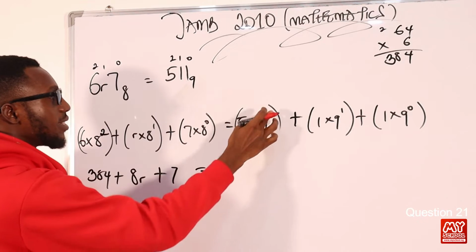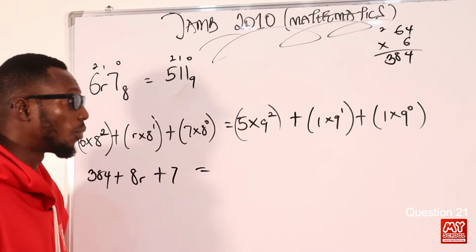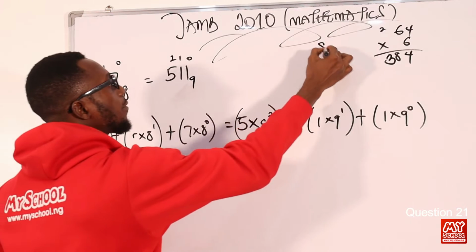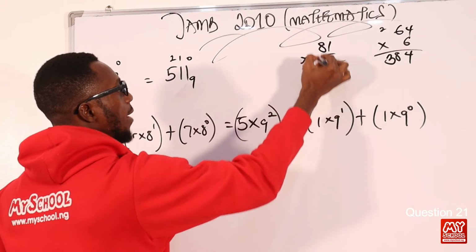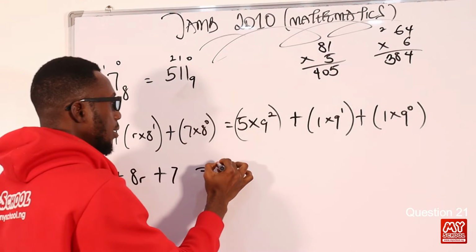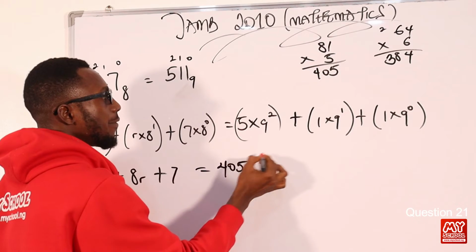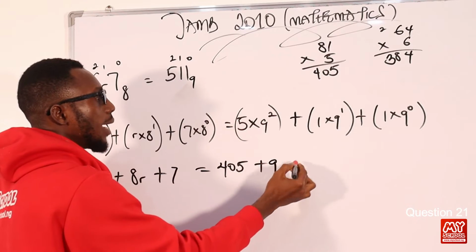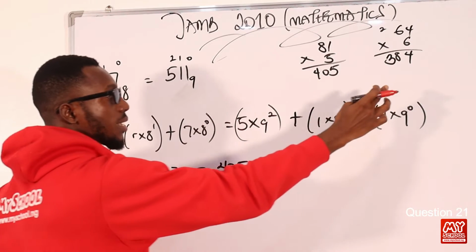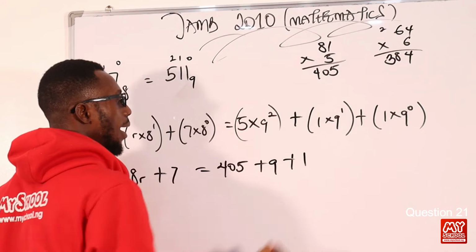So I have this 9 raised to power 2, that is 81. 81 times 5. So I have 5 times 1, I have 5. 5 times 8, I have 40. So I have 405 added to 9 raised to power 1, that is 9 times 1, I have 9. Then 9 raised to power 0, that is 1. 1 times 1, I have 1.